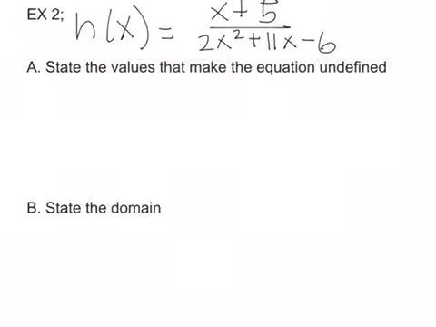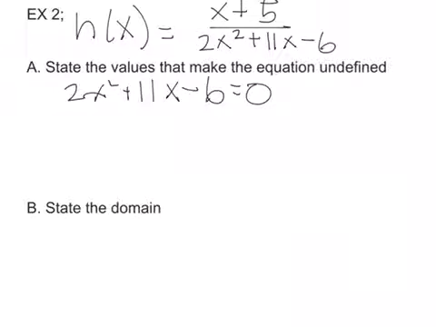Okay, here's another example. This example is h(x) equals (x plus 5), all divided by (2x squared plus 11x minus 6). Again, I know this is a rational function because it's set up as a fraction. First we're going to state the values that make the equation undefined. Like we said before, a fraction is undefined if the denominator is 0.